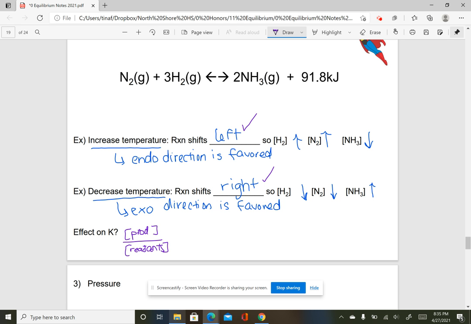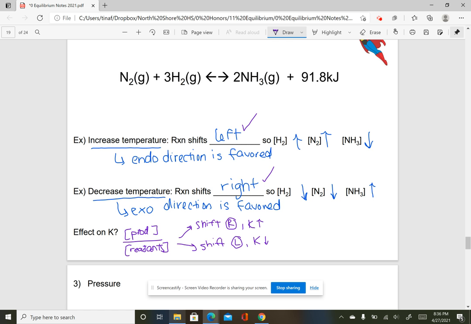If you're shifting to the right, your products are going to become greater, meaning your top number is greater and your Keq is going to go up. So we'll say if we shift to the right, K increases because your top number, your numerator, is going to be higher. Where if you're shifting to the left, your bottom number is going to get bigger. So you're going to be doing a smaller number divided by a bigger number. So your K is going to go down.